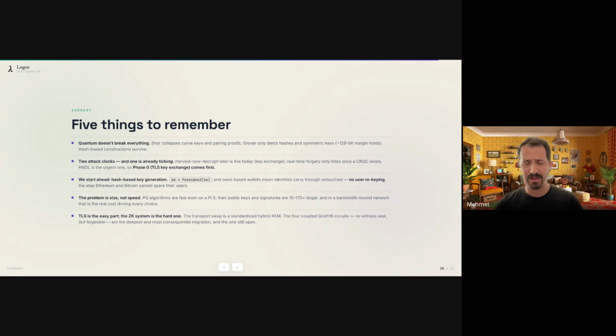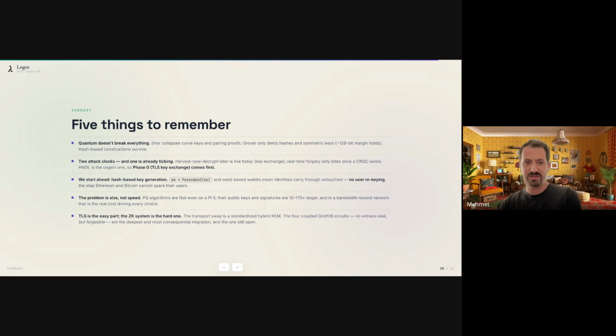And the other thing is, we are aware of this problem, and we use hash-based key generation. Therefore, it's really good for the Logos blockchain. No user has to do rekeying. They just use the same key, and we just change the proof system for that. And the problem with post-quantum algorithms is not the speed, not the efficiency, but the size, because the public key size and the signature size are really big for the new algorithms.